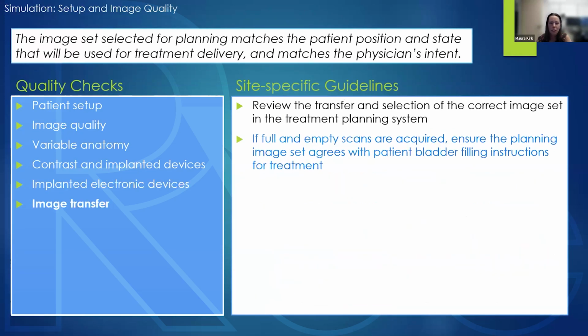For image transfer, if you're acquiring multiple CT images, such as with a full and empty bladder scan, you want to make sure the planning image set agrees with the patient bladder filling instructions for treatment. So if the patient has been told to fill their bladder, you want to make sure you planned on the full bladder and that the full bladder scan is used for aligning the patient.